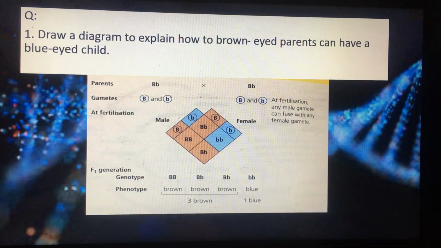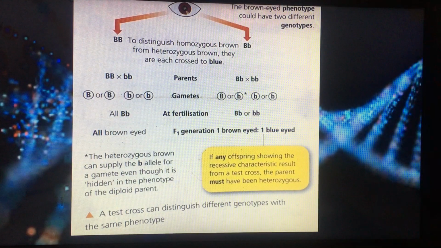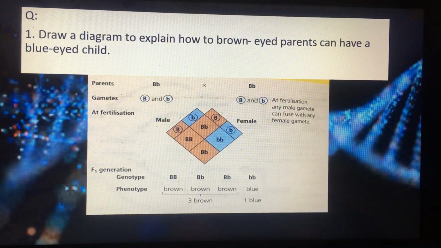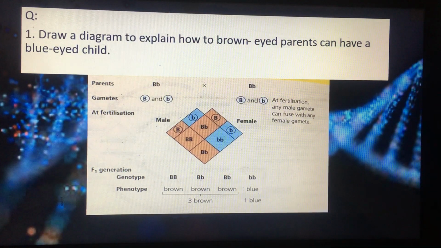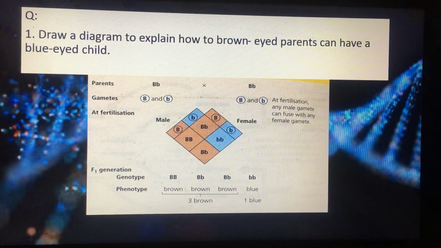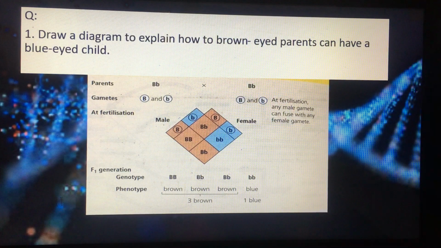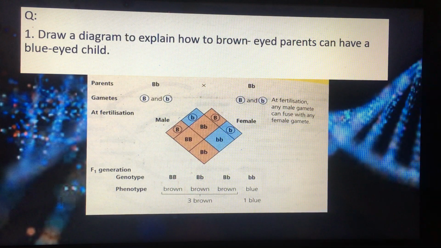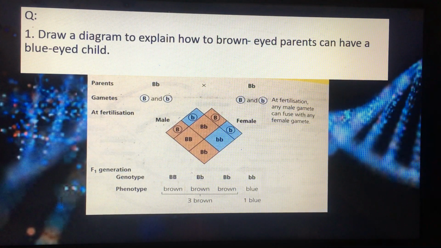Okay, we have another question, a question in your book, page 203. Try to answer it. Gregor Mendel suggested that a cross between 2 heterozygous individuals produces offspring in a ratio of 3 showing the dominant characteristic to 1 showing the recessive characteristic.